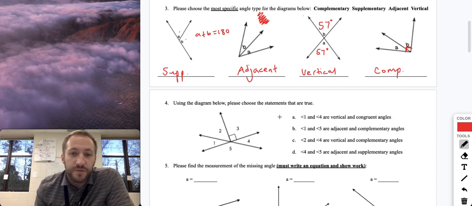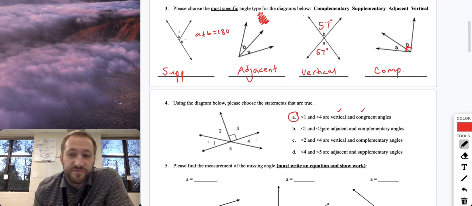Using the diagram below, please choose the statements that are true. So we have statement A. Angle 1 and angle 4 are vertical and congruent. Let's look at angle 1 and angle 4. Here's angle 1. Here's angle 4. Are they vertical? Yes. Are they congruent? Well, all vertical angles are congruent. So yes. So this statement checks out. That's good. Let's look at the next one.